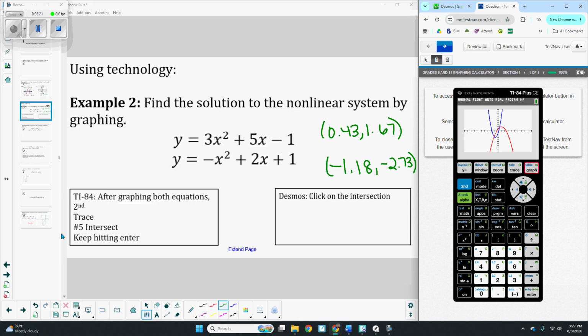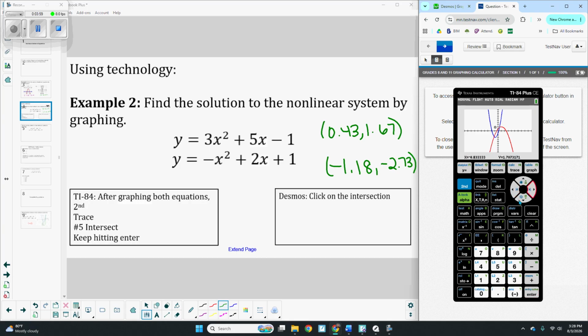After we've graphed it, we're going to hit second, trace. So second, and then up here, this line up here, trace. And option number 5 is intersect. So we're going to select 5. I can either scroll down to 5 or type the number 5. It's going to highlight each curve. It's on the blue one right now. First curve, yes. Second curve, now it's on the red one, yes. They want us to make a guess. I don't think we care about that. Enter. So here's one intersection, (0.42, 1.68).